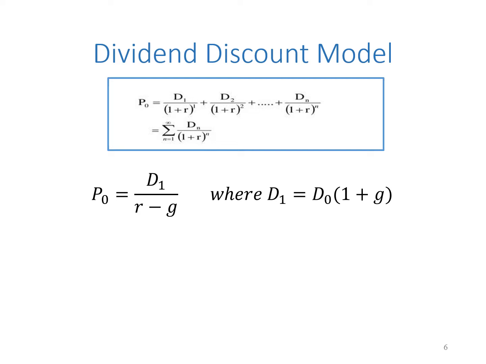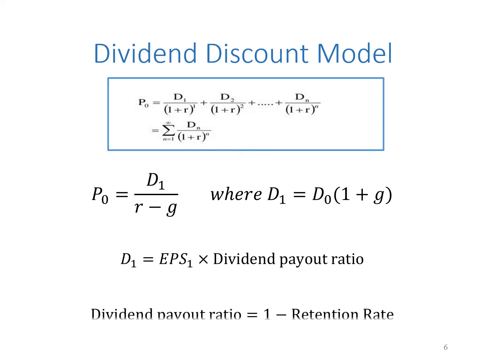Dividend can be calculated as the percentage of earnings per share paid out to shareholders. Retention rate refers to the percentage of earnings per share that is retained in the company for future investment. Therefore, dividend payout ratio is equal to 1 minus retention rate. For example, if dividend payout ratio is 60%, retention rate is 40%.